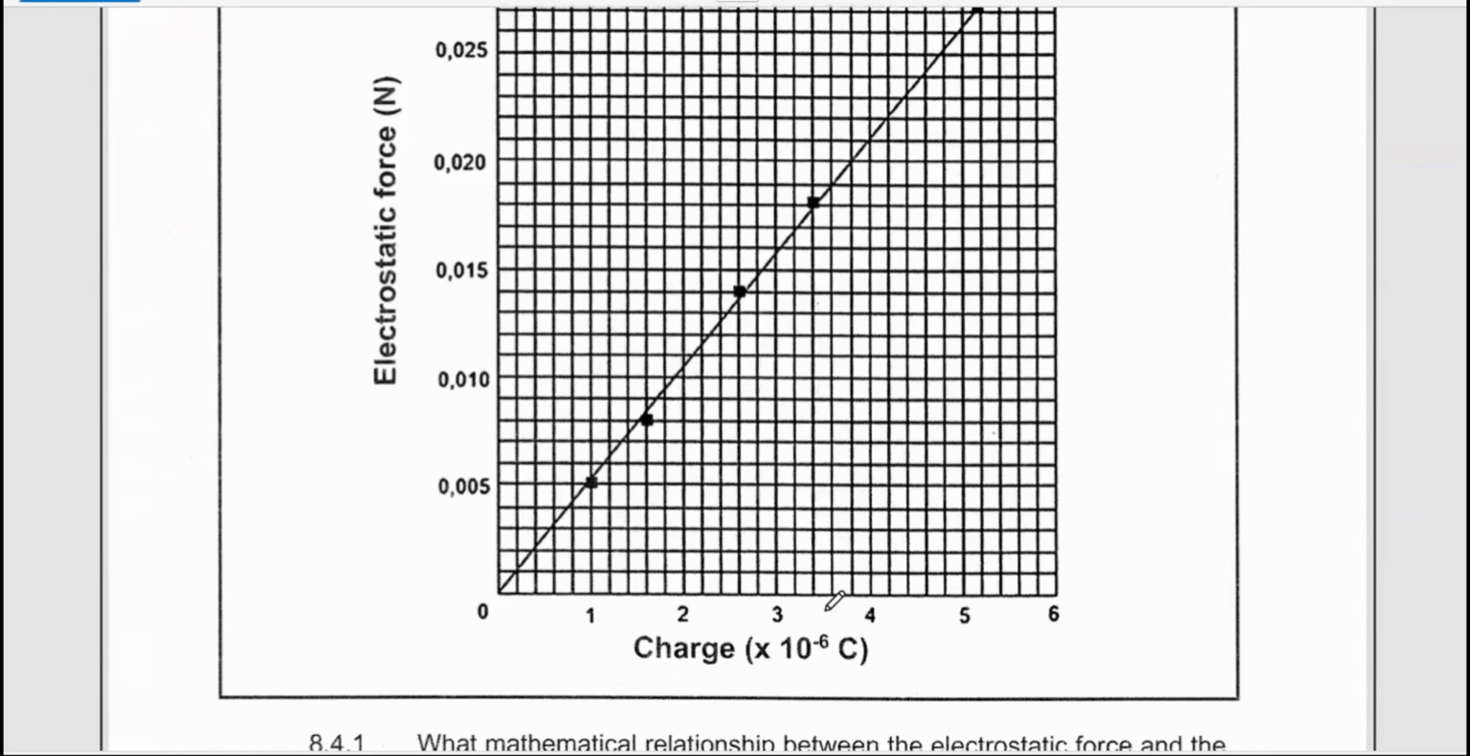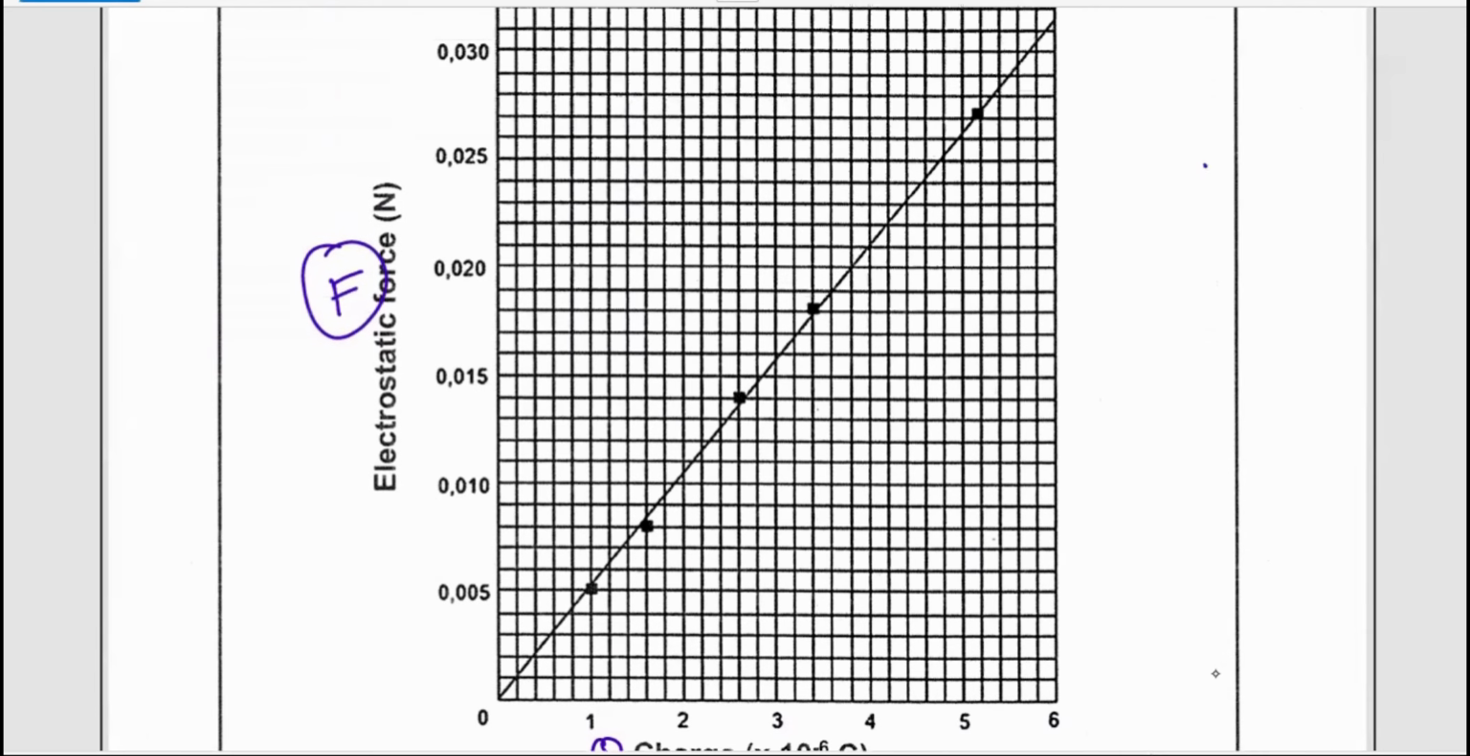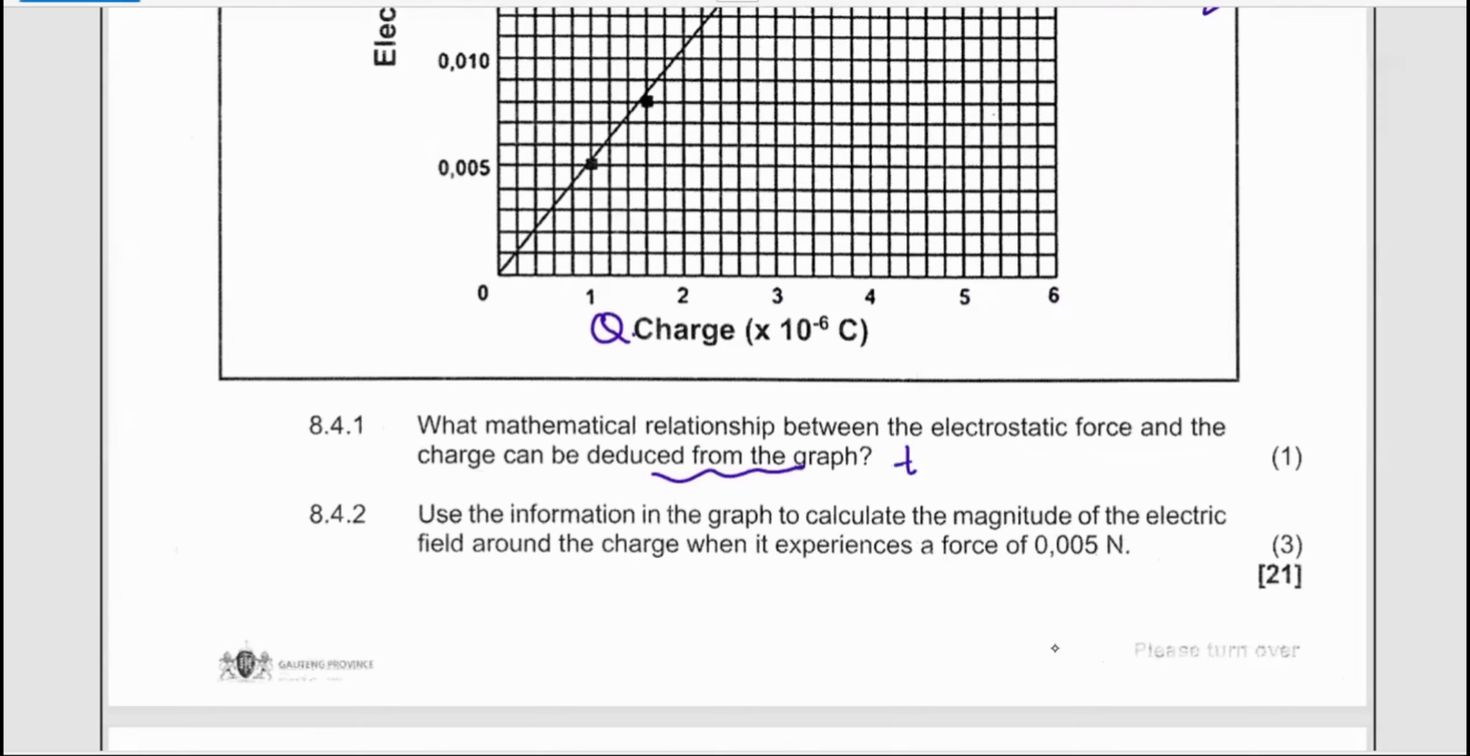8.4, the relationship between the electrostatic force and the charge is illustrated below. This is the force F, this is the charge Q. What mathematical relationship between the electrostatic force and charge can be deduced from the graph? If you look at the gradient, we know that F over Q is the same as the electric field. People call it intensity, so electric field intensity. Let's just leave it as electric field.